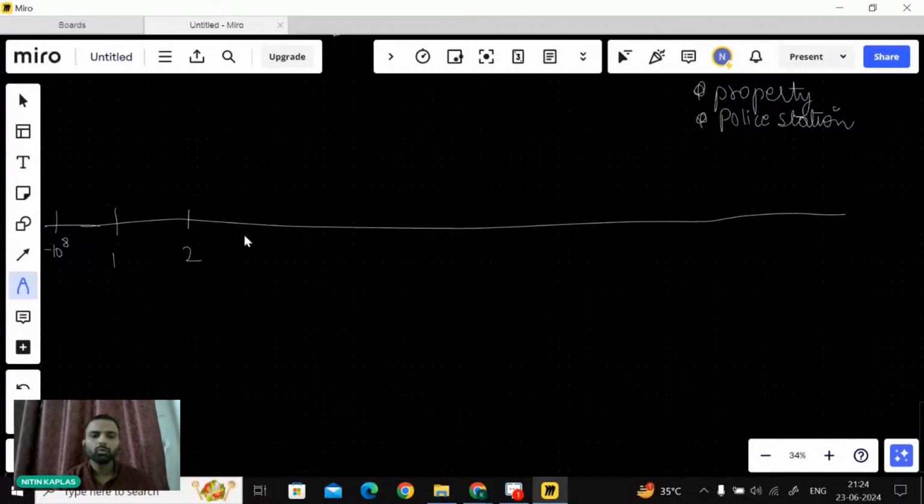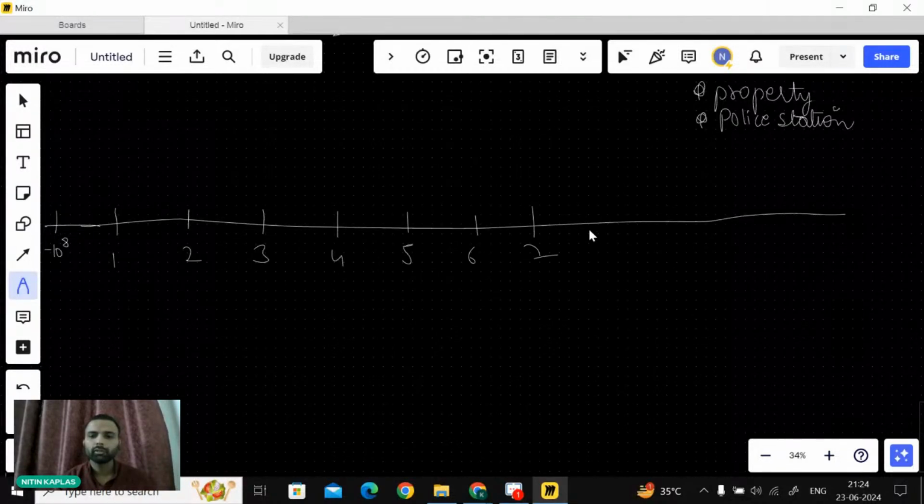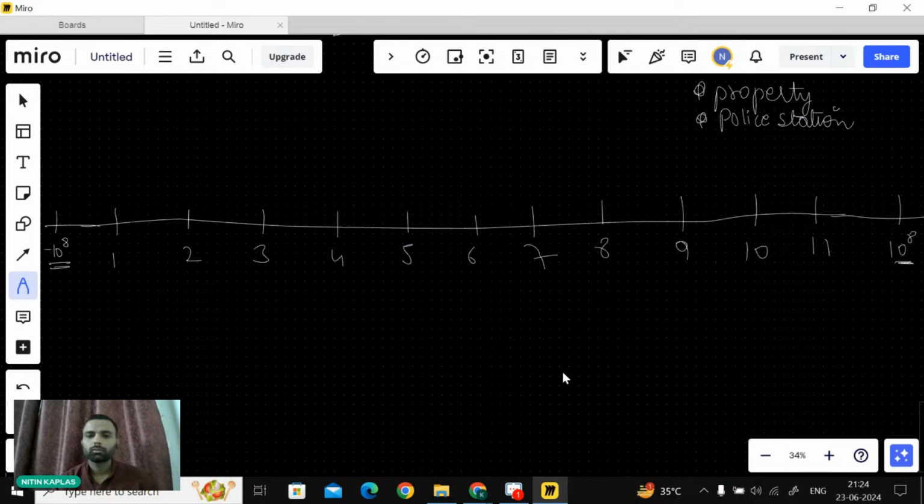So we have 2, we have 3, we have 4, we have 5, we have 6, we have 7, we have 8, okay, we have 9, 10. Okay, so we have 11. Here we have the maximum value we have, right? So that will be the constraint part, right? Your constraint part is this.